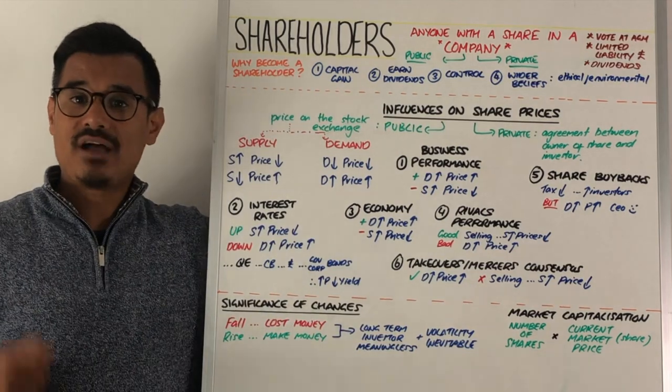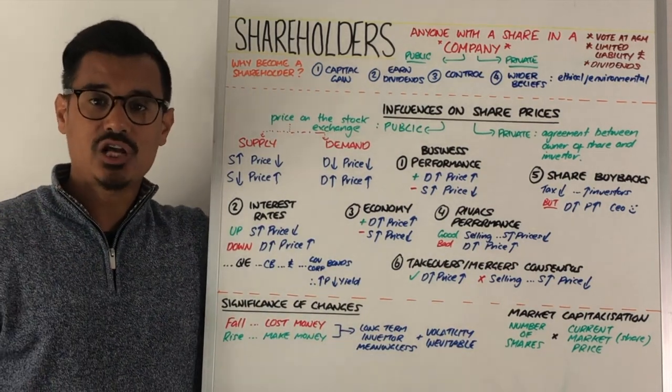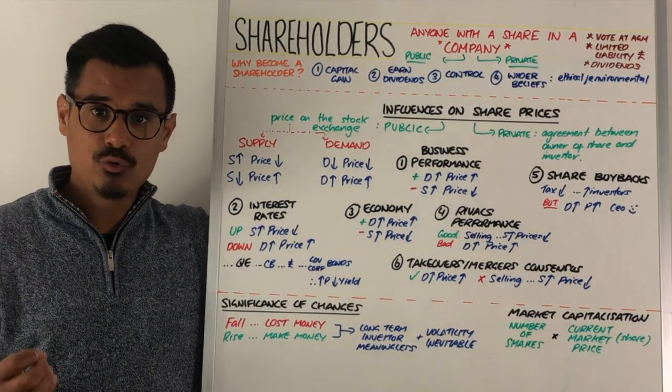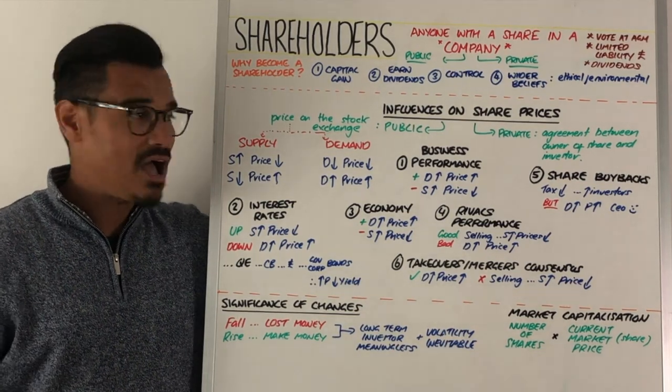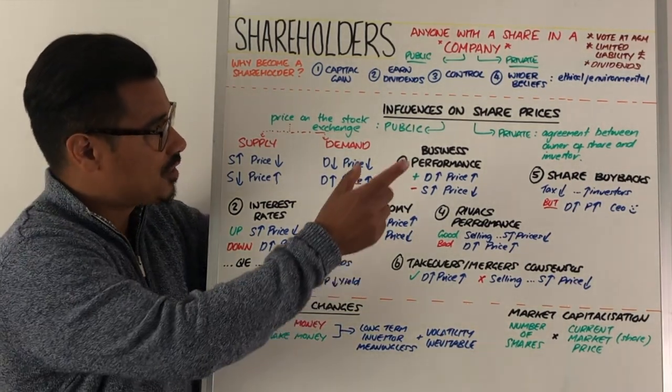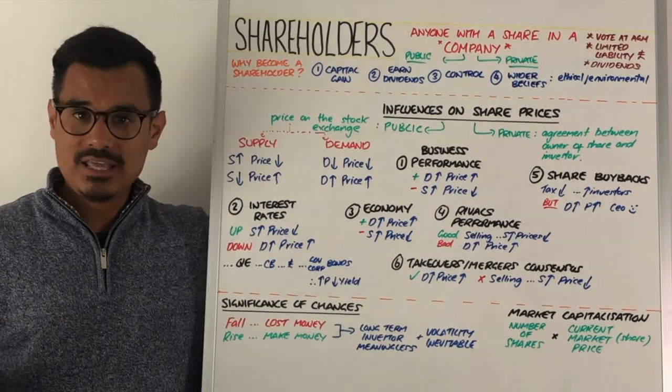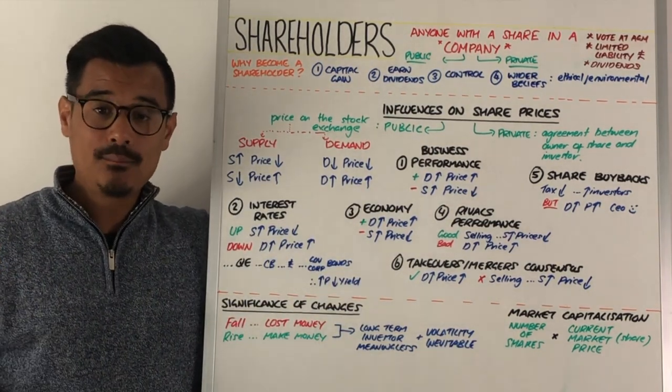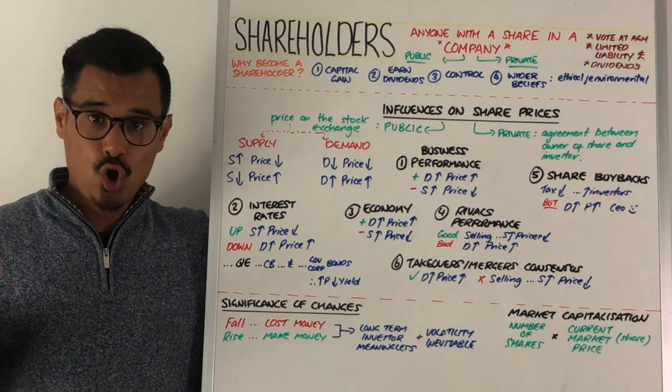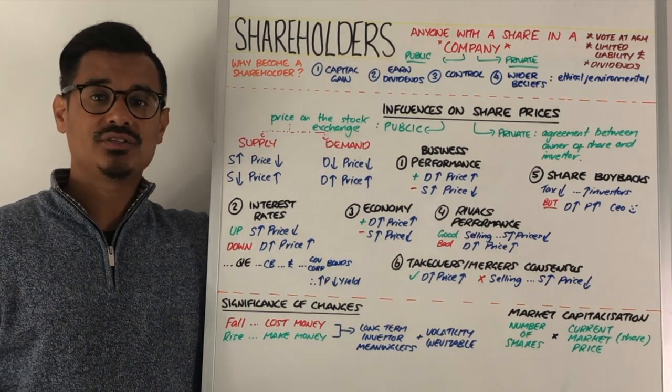Three, if you want to have control, you might want to be a majority shareholder in a company, and therefore you'll want to acquire more shares and have shares above that 50% threshold. Four, wider beliefs. You might be investing in a company for ethical reasons or for environmental reasons.